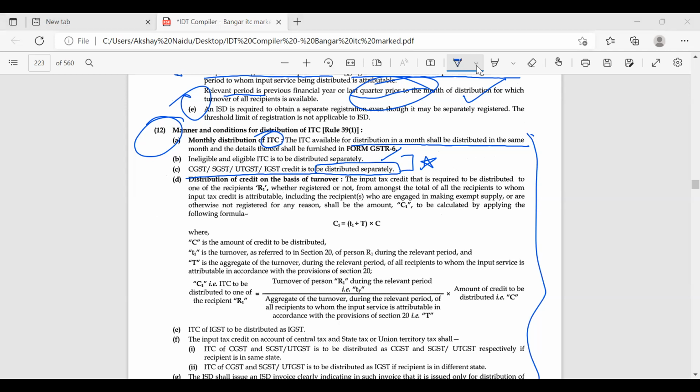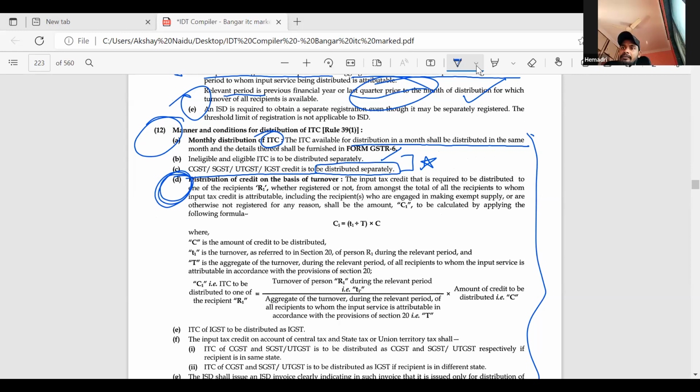Now, can someone explain me this point? It's an apportionment formula. Unitary method. Exactly. Can I say in simple words, it is nothing but the unitary method. The total turnover is this much, the credit is this much, this branch's turnover is this much, so how much credit is to be distributed. And similarly, you have to apply it for ineligible credit also.